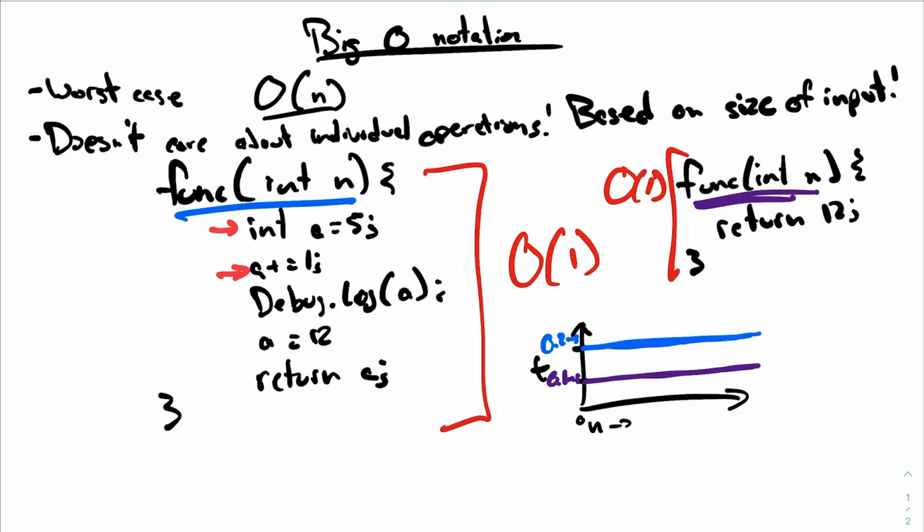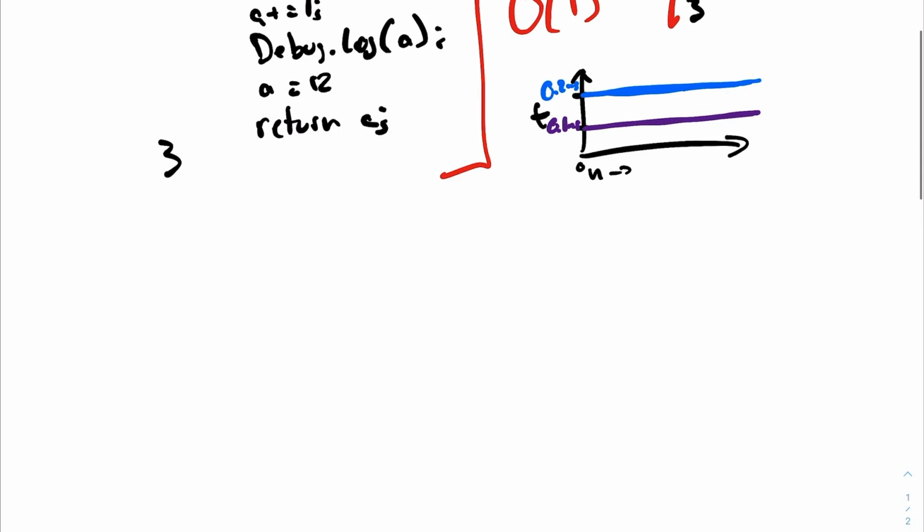We don't care that this thing is doing a whole bunch of, 5 or 6 operations, whereas this one's just doing one. We don't care. What we really care about is how does it change based on the size of the input, right? All right, so let's do some examples. First example.